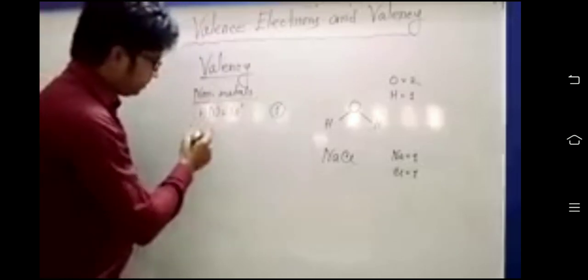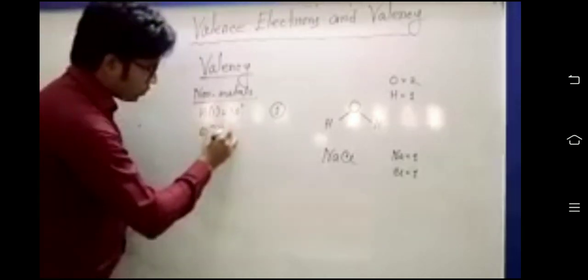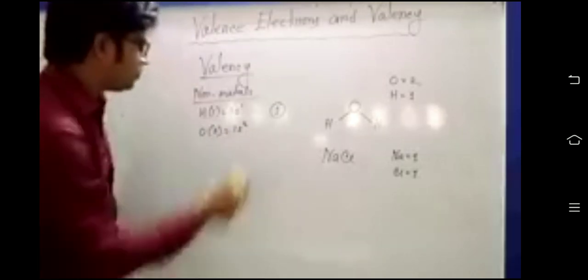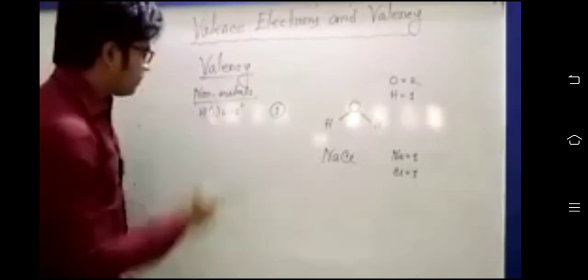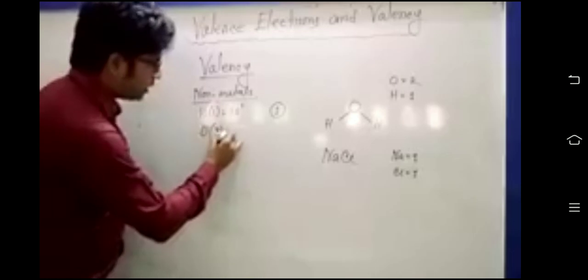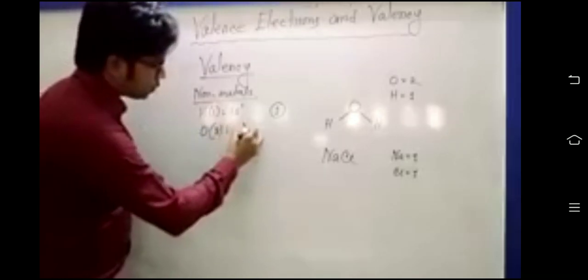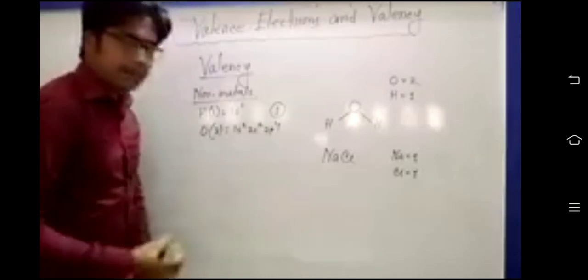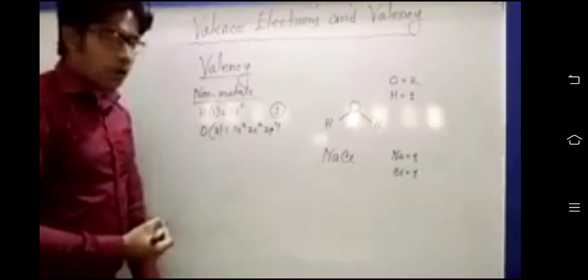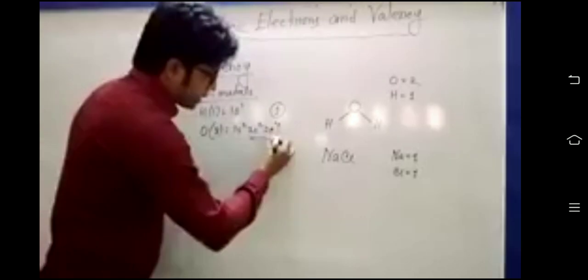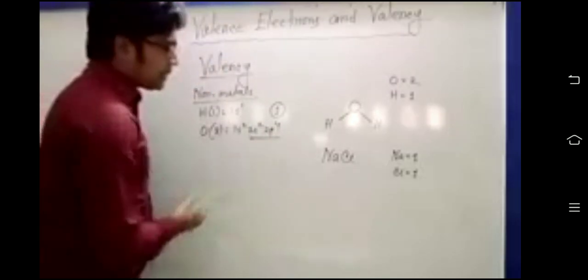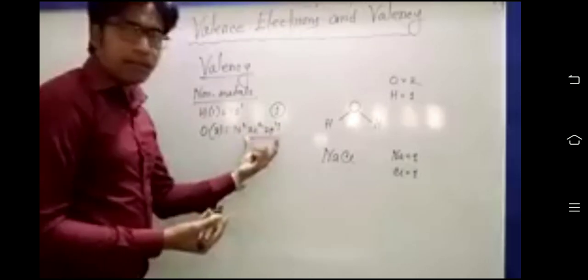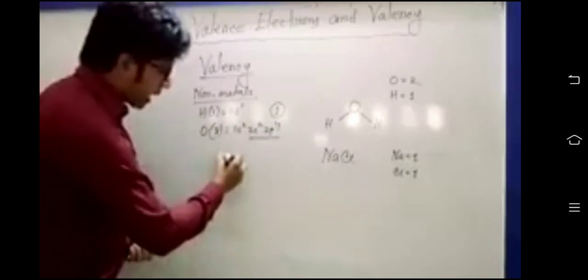For oxygen, atomic number 8: 1s2, 2s2, 2p4. This is the electronic configuration of oxygen. Here, in the outermost energy level, there are a total of 6 electrons. So what will be the valency? Valence electron number 6. Now we will learn another way.